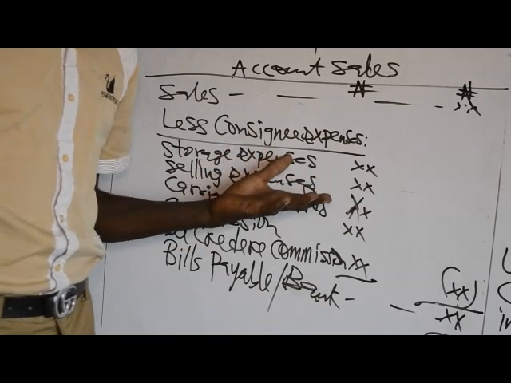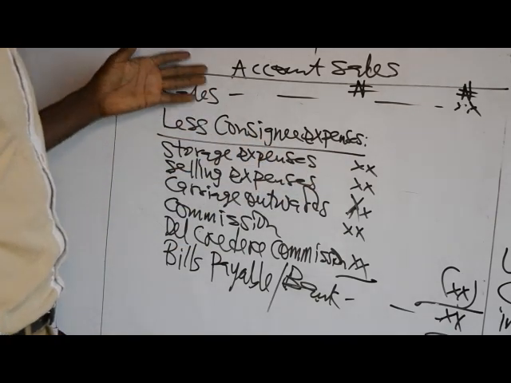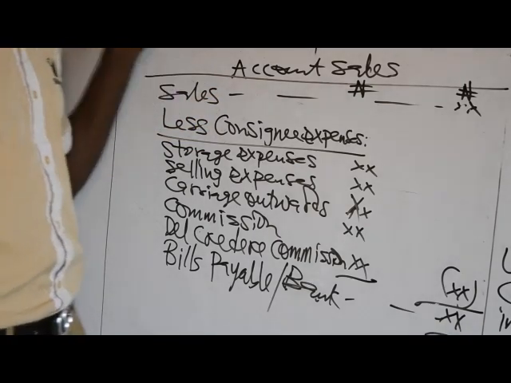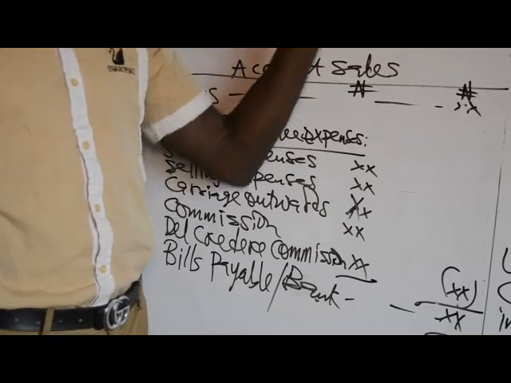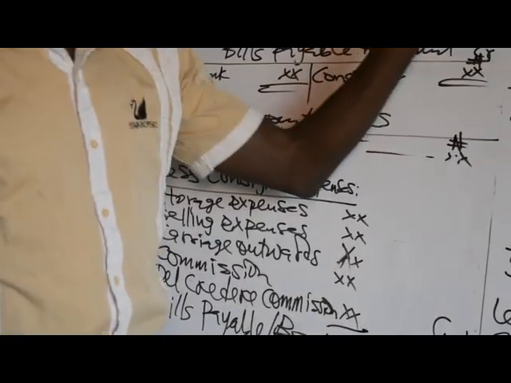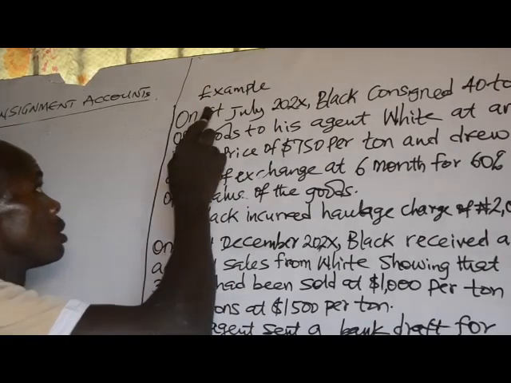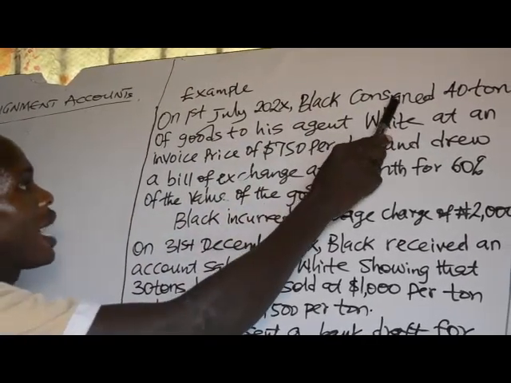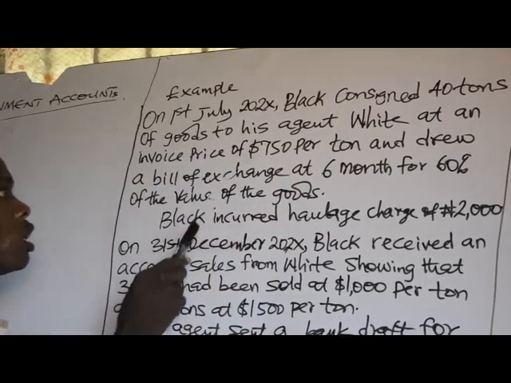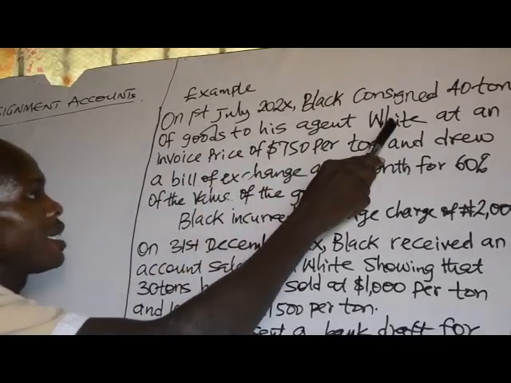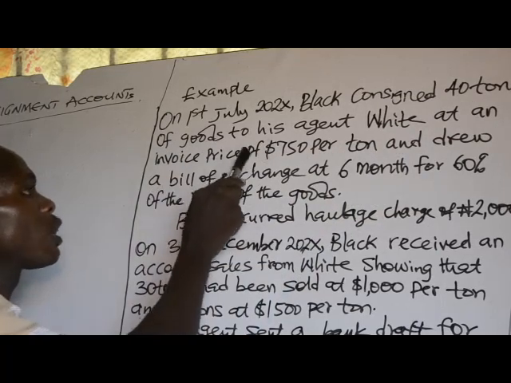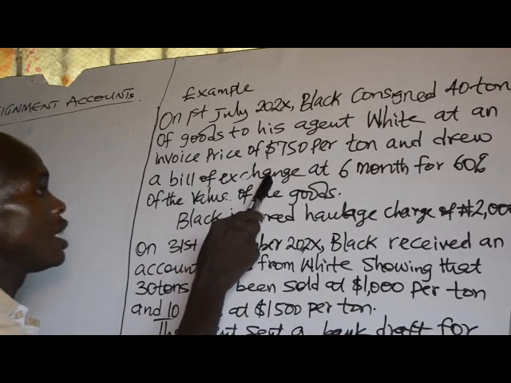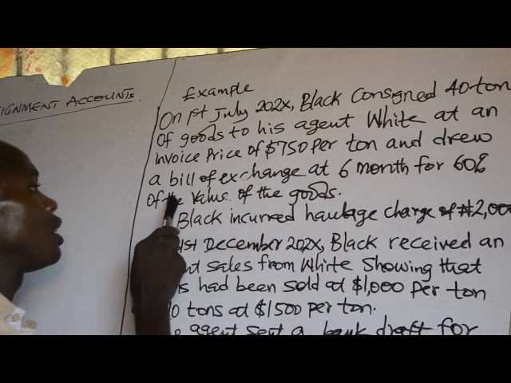Having considered the accounts you may be asked to prepare in the books of the consignor and in the books of the consignee, I therefore want to consider a worked example. On 1st July 2012, Black consigned 40 tons of goods to his agent, White, at an invoice price of $750 per ton and drew a bill of exchange at 6 months for 60% of the value of the goods.